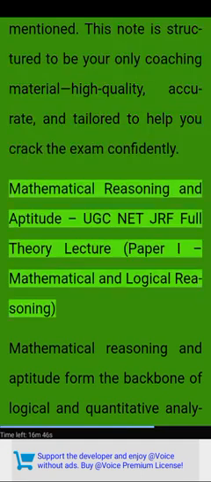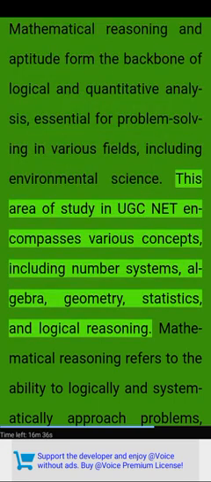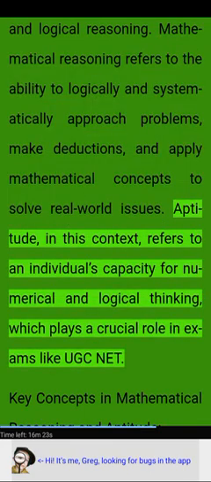crack the exam confidently. Mathematical reasoning and aptitude, UGC NET JRF full theory lecture, paper I, mathematical and logical reasoning. Mathematical reasoning and aptitude form the backbone of logical and quantitative analysis, essential for problem solving in various fields, including environmental science. This area of study in UGC NET encompasses various concepts, including number systems, algebra, geometry, statistics, and logical reasoning. Mathematical reasoning refers to the ability to logically and systematically approach problems, make deductions, and apply mathematical concepts to solve real-world issues. Aptitude, in this context, refers to an individual's capacity for numerical and logical thinking, which plays a crucial role in exams like UGC NET.